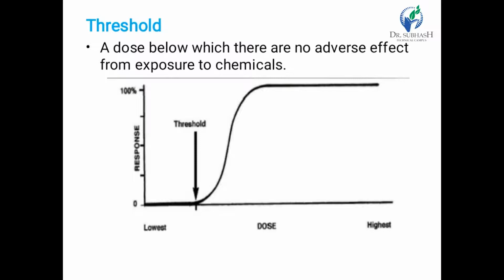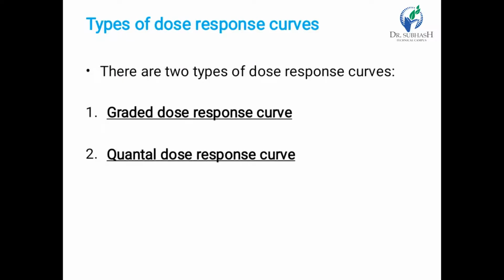Now, what is threshold? It is the dose below which there are no adverse effects from exposure to chemicals, right? The dose below which there is no physiological response or no adverse effect, specifically adverse effect, that dose is called a threshold dose. We will discuss this in detail later in this video lecture.